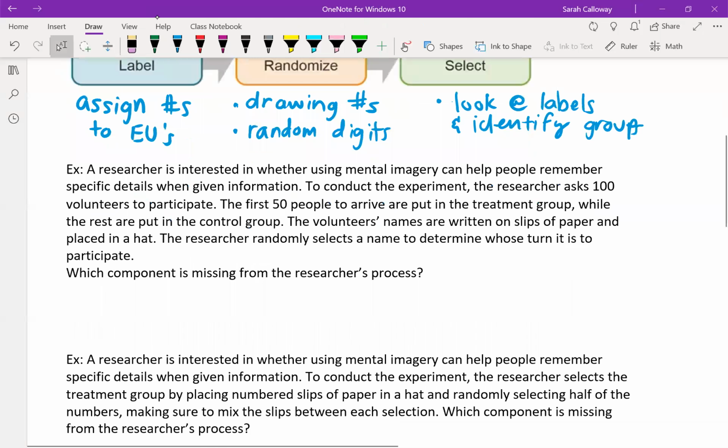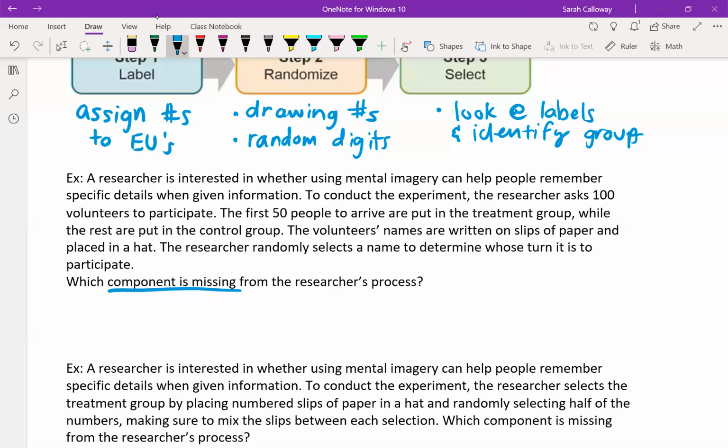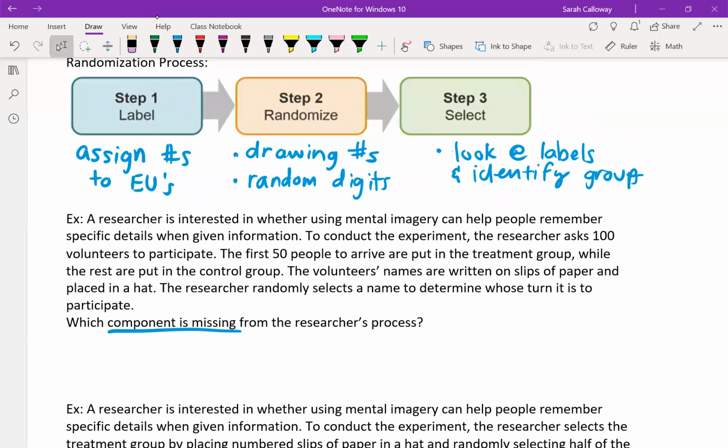In the first 2 examples, we're going to look at what component is missing. One of those 3 things is not done in this situation, and we're going to identify it. A researcher is interested in whether using mental imagery can help people remember specific details when given information. To conduct the experiment, a researcher asks 100 volunteers to participate. The first 50 people that arrive are put in the treatment group, while the rest are put in the control group. The volunteers' names are written on slips of paper and placed in a hat. The researcher randomly selects a name to determine whose turn it is to participate.